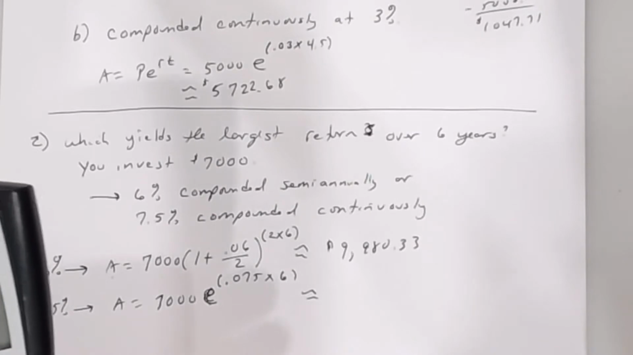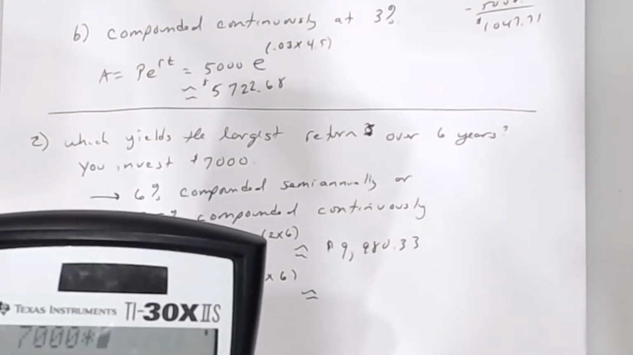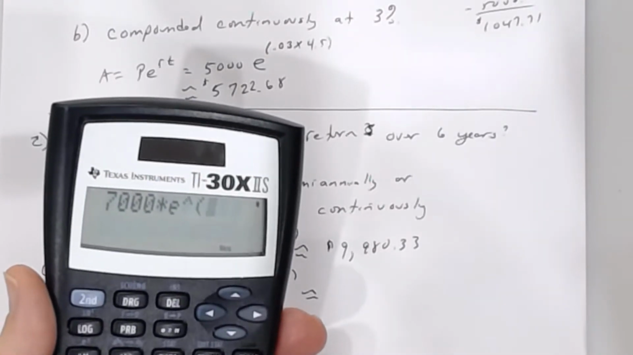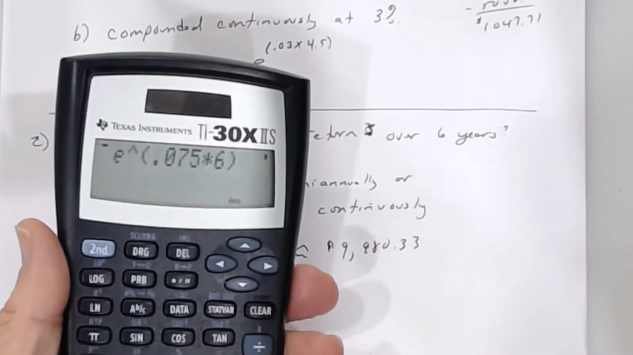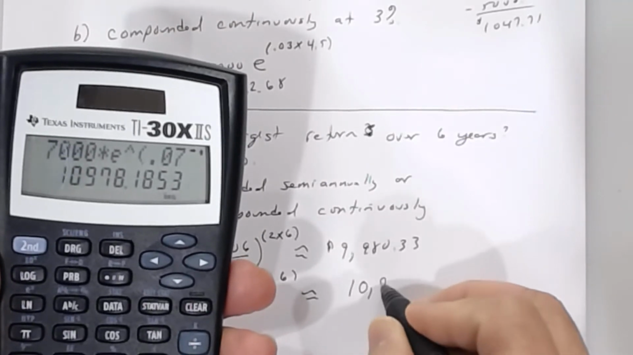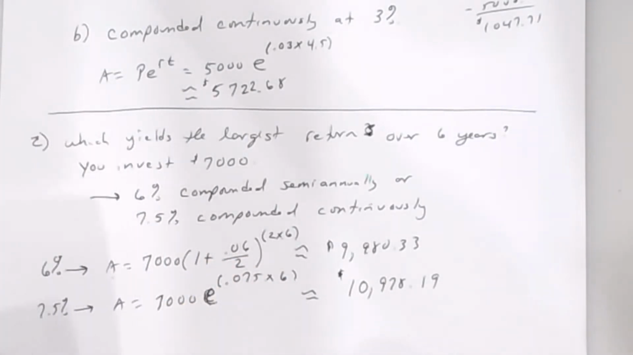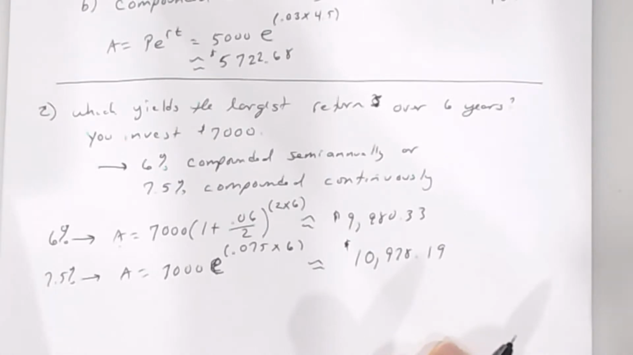So 7,000 times E. Make sure you're using your calculator correctly. Raised, and then put that in parentheses. So when you raise it to the power, it automatically puts a parentheses there. So 0.075 times 6, close the parentheses, press equal, and you get $10,978.19. Okay? So make sure that's what you got on your calculator.